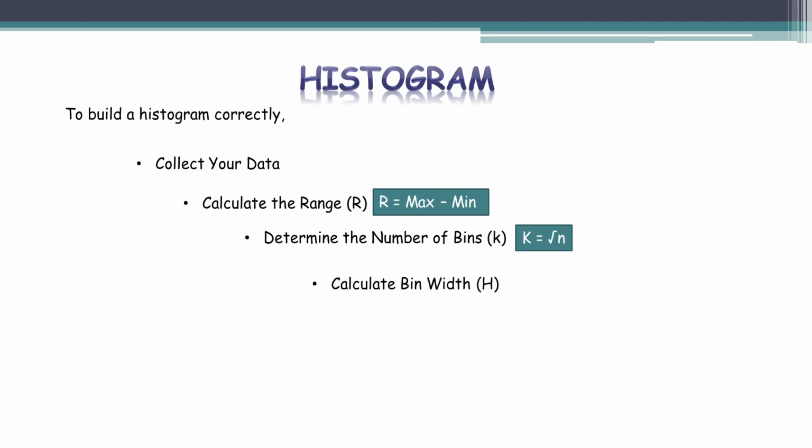Then calculate the bin width. Divide the range by the number of bins to see how wide each bar should be. H is equal to R by K. We have R range and we have K, so H is equal to R by K.